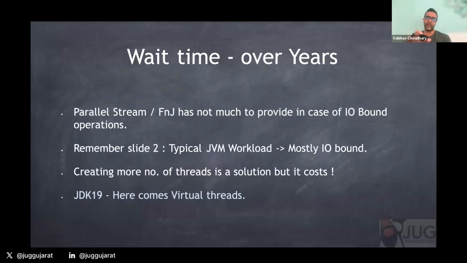And the second problem is wait time. Wait time is very important. Parallel streams and all don't discuss the wait time. Okay, it has nothing to do with the wait time. It can only do purely CPU intense jobs, right? And sorry, I have not shown you the JVM workload, right? So I can create more threads. That's a way to do that, but it's a very costly solution.